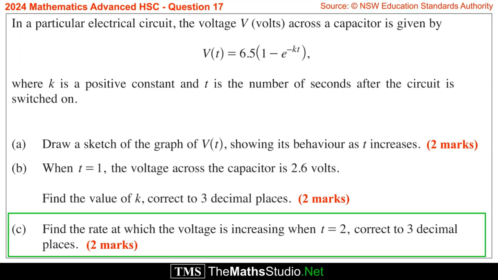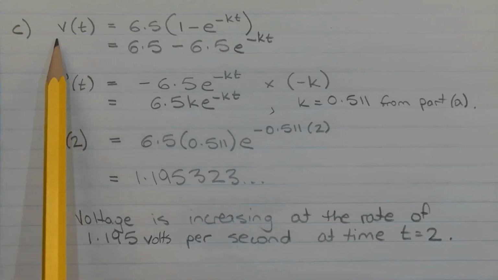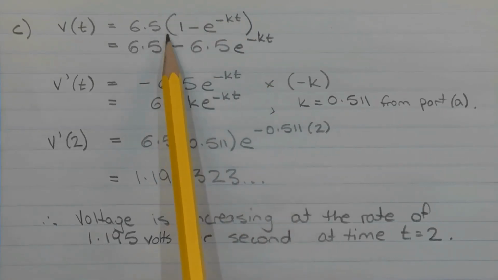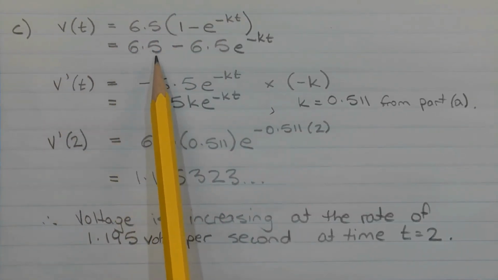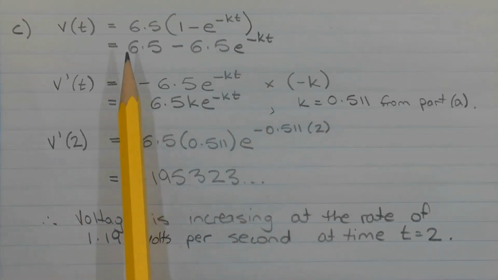Part C. Find the rate at which the voltage is increasing when t equals 2, correct to 3 decimal places. Part C is asking for an instantaneous rate of change of voltage with respect to time. So we will need to differentiate the voltage equation V of t equals 6.5 times 1 minus e to the power of negative kt in brackets with respect to t. To make the differentiation a little easier, we can expand the brackets first. So V of t is equal to 6.5 minus 6.5 e to the power of negative kt. Now we can differentiate V of t with respect to t.